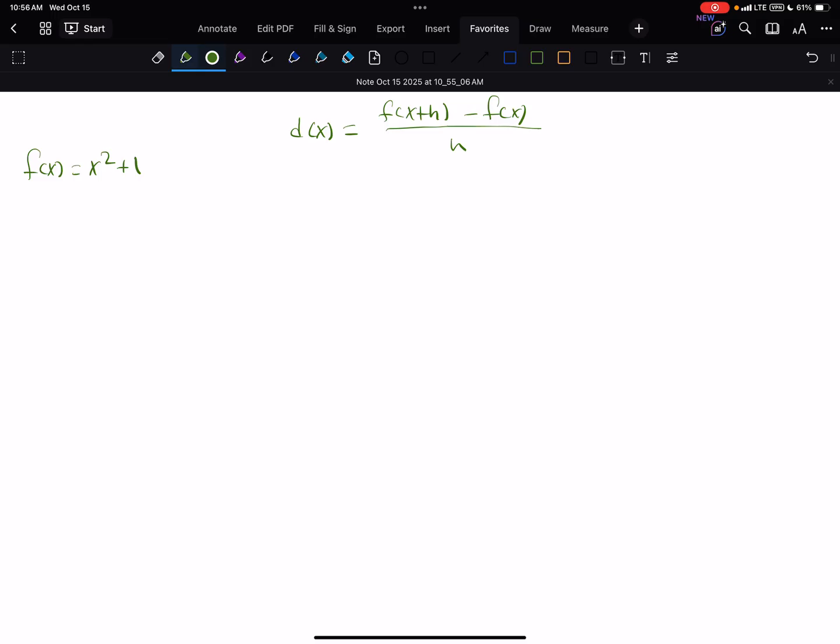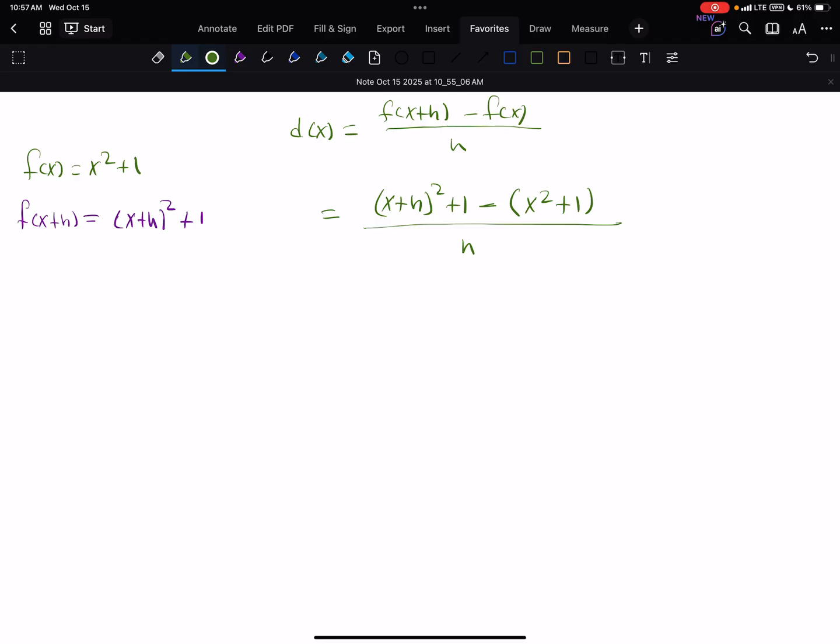But if I want to just evaluate this, let's write down what is my f of x plus h over to the side. Well, I'm just replacing my dummy variable x with x plus h every place I see it. And so I have x plus h squared plus 1. Okay, well, let's use that to assemble this. I've got x plus h squared plus 1 minus, and then that's my f of x. That's going to be my x squared plus 1 all divided by h.